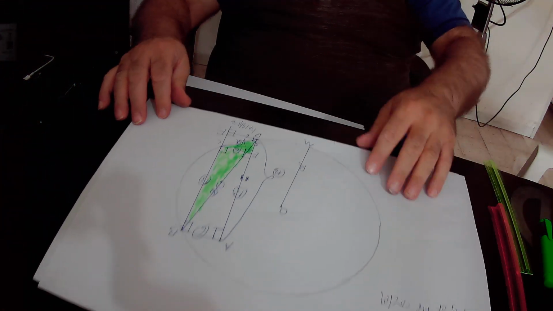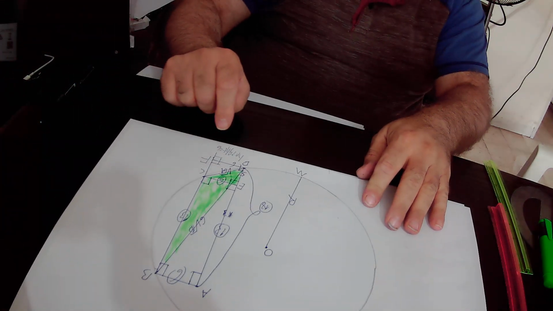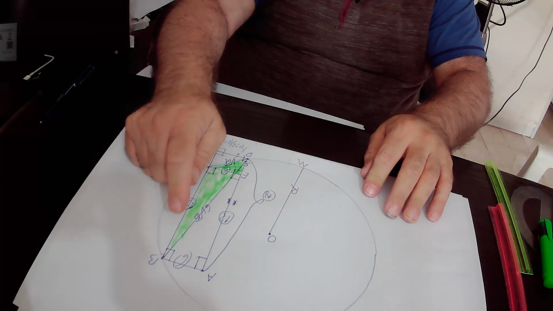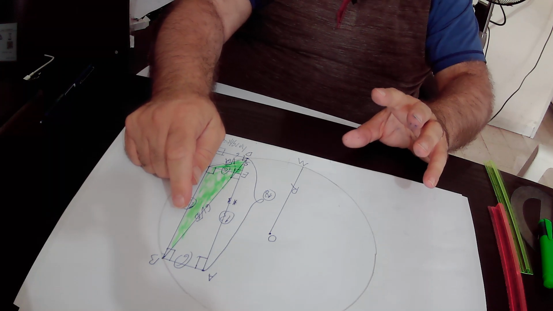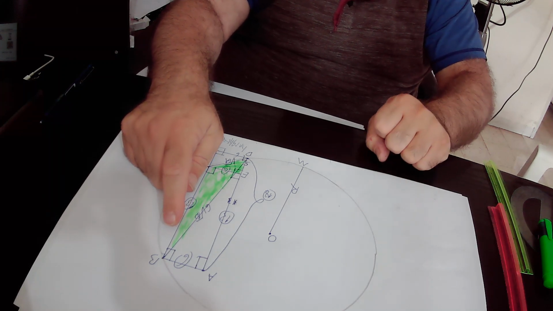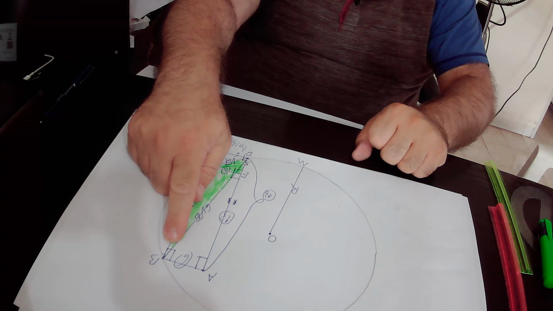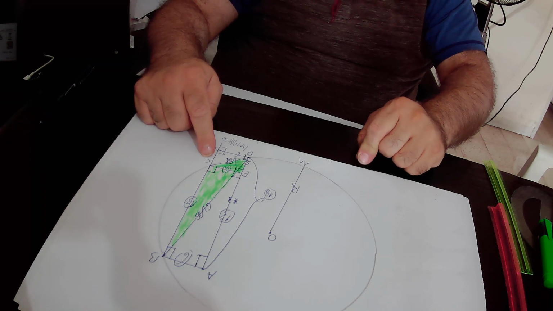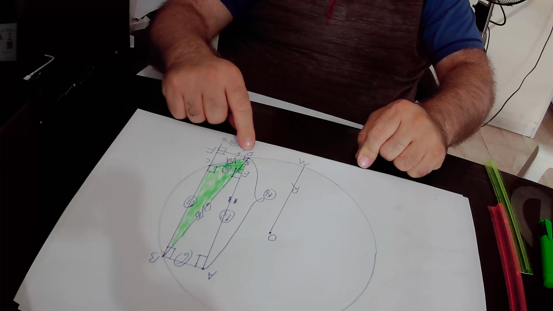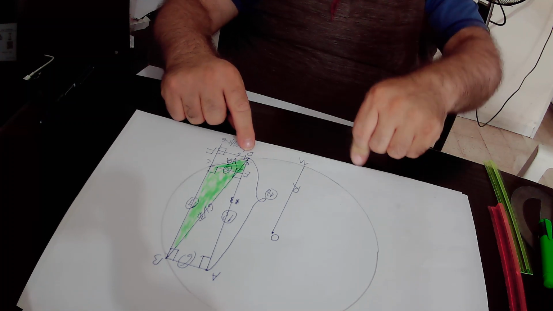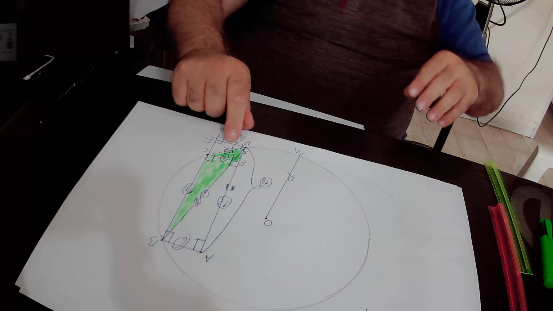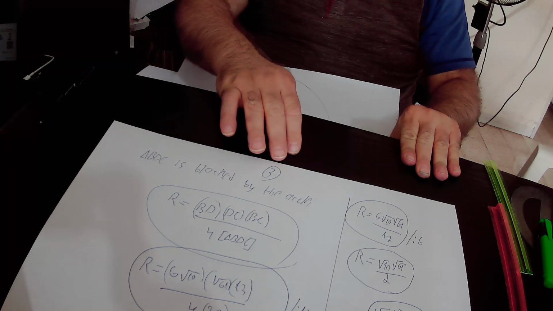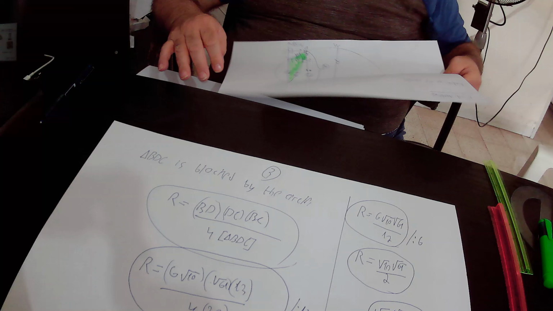Why? Because in our drawing we have the green triangle BDC that is blocked by this circle. In order for a triangle to be blocked by a circle, the 3 vertices must touch the circle. This vertex of triangle BDC touches the circle at point B. This vertex touches the circle at point C, and finally this vertex touches the circle at point D. Therefore, we can implement rule number 1.